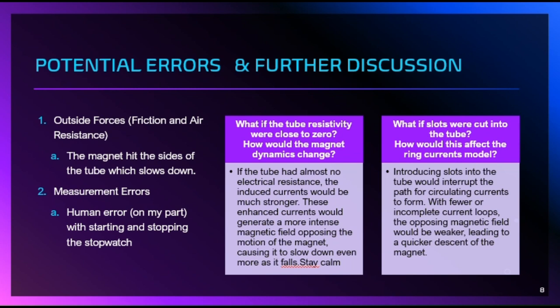For further analysis, I thought about what would happen if the tube had almost no electrical resistance. In that case, the induced currents would be stronger, which would create a stronger magnetic field to resist the magnet, so it would fall even slower. On the other hand, if I cut vertical slots into the tube, the path of the ring currents would be interrupted, and that would reduce the magnetic drag and let the magnet fall faster. Thinking through these what-if cases definitely helped me understand how sensitive the system is to the tube's physical properties.